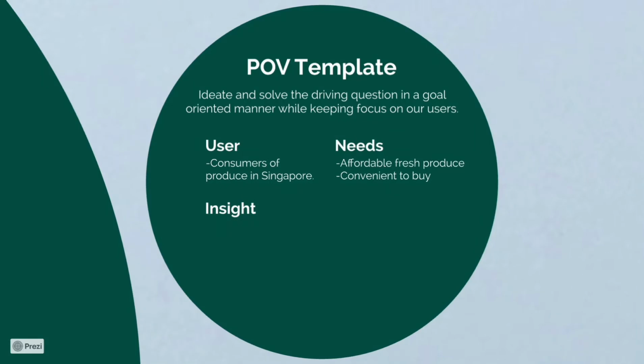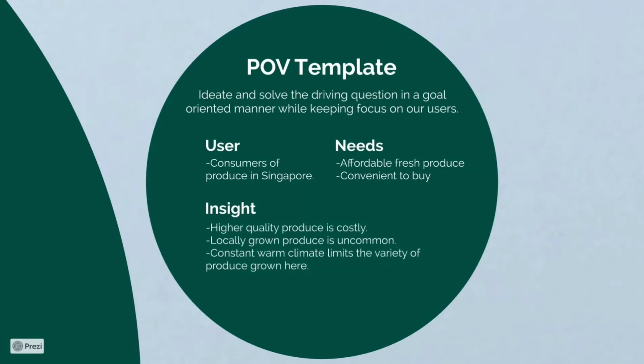To fulfill their needs, however, we might face some difficulties. For example, higher quality produce will always be more costly than lower grade produce. Locally grown produce is also not common in Singapore due to the lack of space for agriculture. Lastly, Singapore's constant warm climate might limit the variety of produce grown here.